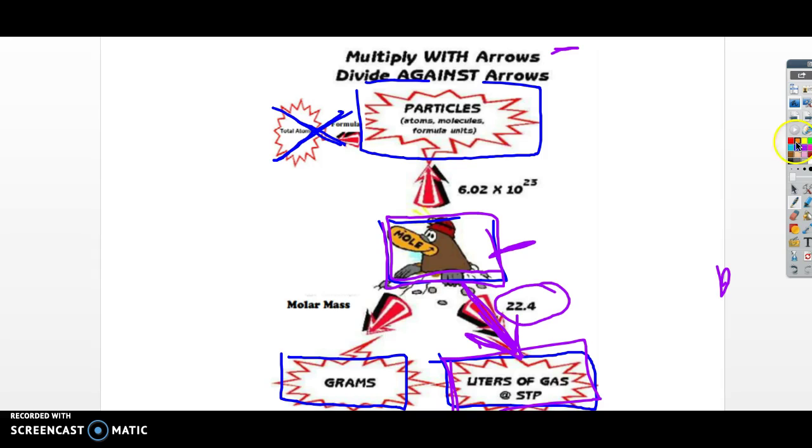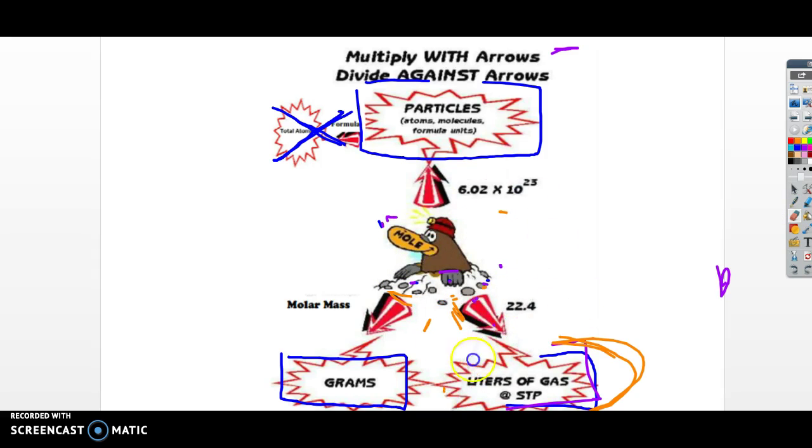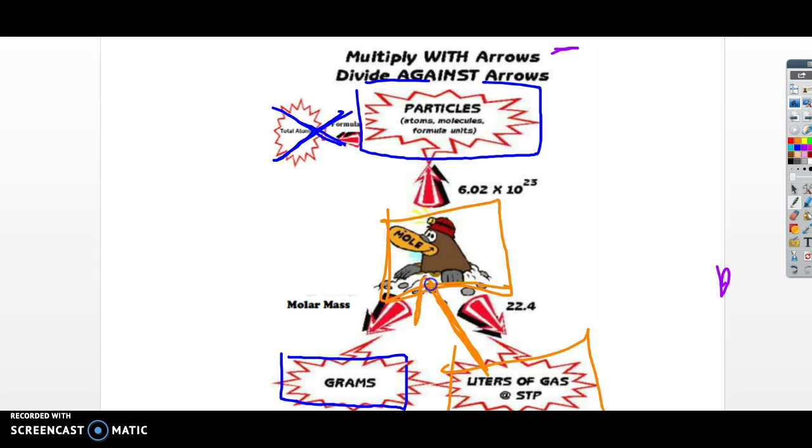Now, if I wanted to go opposite, if I wanted to go from liters to moles, now this is getting too messy. Let me go back. Too messy. I don't want you guys to get confused. Let's say I want to go from liters to moles. If I'm going from liters to moles, I'm going to go against the arrow, because I'm going against that red arrow, and I'm going to divide. What am I going to divide? I'm going to divide whatever they give me for liters, because that's where I'm starting, by 22.4 to get moles.